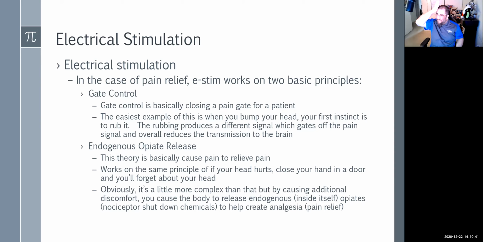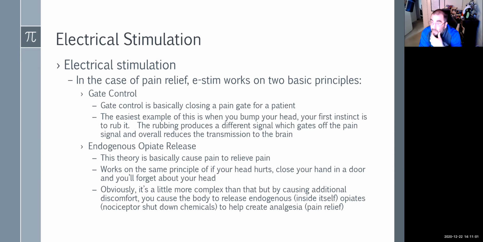Oh, God, that hurt, right? Or maybe you're playing baseball and get beamed with a pitch. And you're like, oh, man. And your first response is to kind of rub it. That rubbing produces a different signal, which gates off the pain signal and overall reduces the transmission to the brain. That is gate control in its most simple form, right?